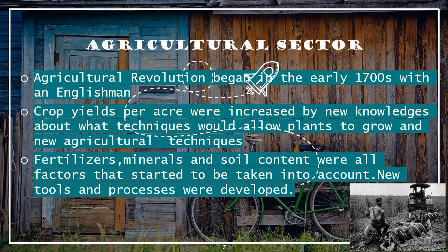Next, the agricultural sector. The agricultural revolution began in the early 1700s with an Englishman. Crop yields per acre were increased by new knowledge about what techniques would allow plants to grow and new agricultural techniques. Fertilizers, minerals, and soil content were all factors that started to be taken into account. New tools and processes were developed.